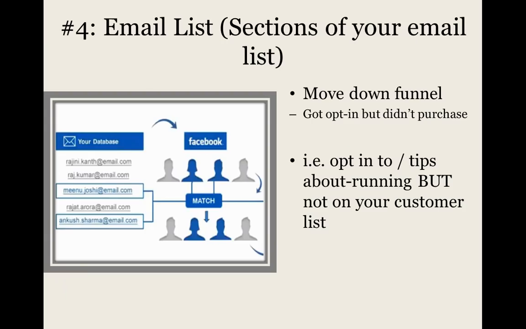Next, email list. Sections of your list. Move down the funnel: got opt-in but didn't purchase, for example opted in to tips about running but not on your customer list. This is the situation where you have a list of all the emails of people who have tried to look at your website or your store, so that you can send them another email or another offer that they would surely purchase your product from.